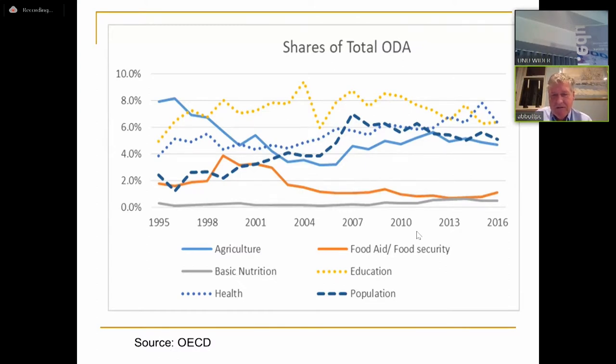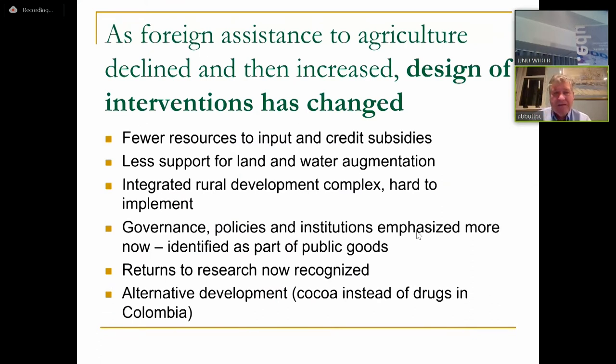We also see the trends in health, education, and population. And population, notably, has been something that also has increased post 2007. As foreign assistance to agriculture declined and then increased, the design of interventions has changed. As people have looked at that, they've seen numerous changes since, say, the 1970s, when agriculture was trying to become important, and the ways that we went about trying to improve agriculture changed a lot.